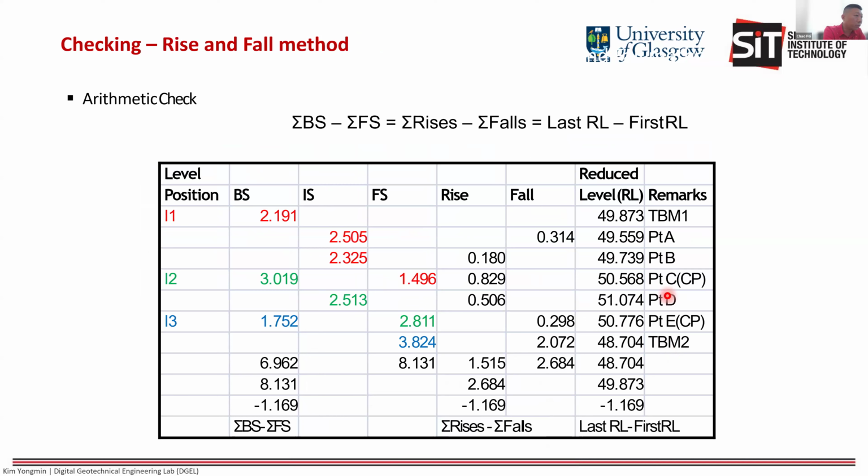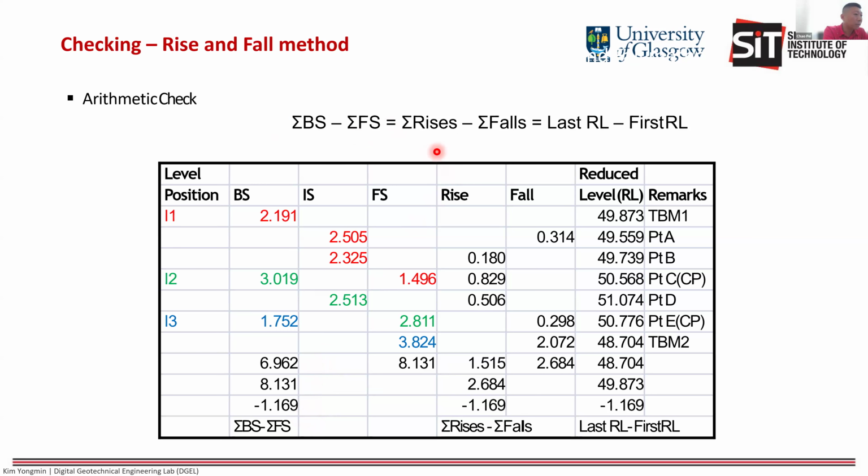Before we conclude, we do an arithmetic check by using the backsight, foresight sum calculation. The backsights, you add all up together, you get this 6.962. And all the foresight readings, you add up together, you get 8.131. So here you use 6.962 minus 8.131, you get minus 1.169.